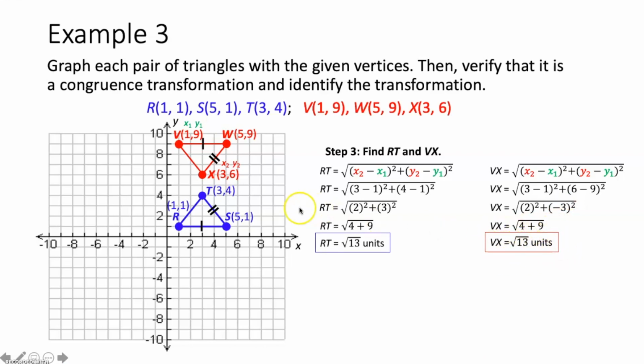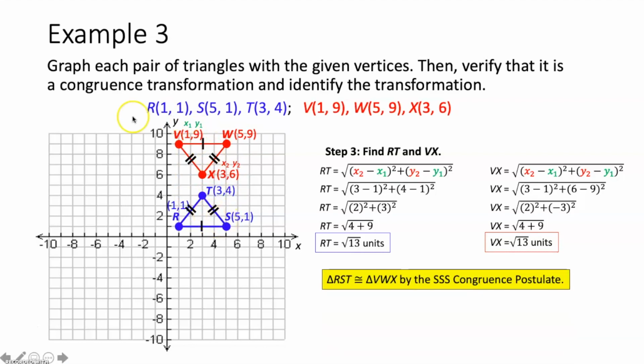rad 13 units. So the measure of segment RT is rad 13 units, and the measure of segment VX is also rad 13 units. Since their measures are equal, we can say that these two side lengths then must be congruent. Because they are congruent, that means all three pairs of corresponding sides are congruent. So these two triangles then must be congruent by the side-side-side congruence postulate, meaning that this is a congruence transformation. If I were to go from triangle RST to triangle VWX, it would be a congruence transformation.